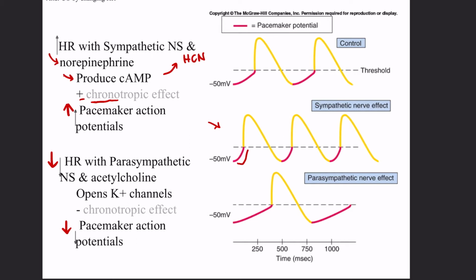And logically, we know that our parasympathetic division is going to decrease our heart rate. It does this by releasing acetylcholine. Acetylcholine opens potassium channels, causing leakage of potassium out of the cell, and that is going to reduce depolarization. So we see a slowing of our cardiac muscle pacemaker potentials here. This is called a negative chronotropic effect. It's going to decrease the rate of the pacemaker action potentials.